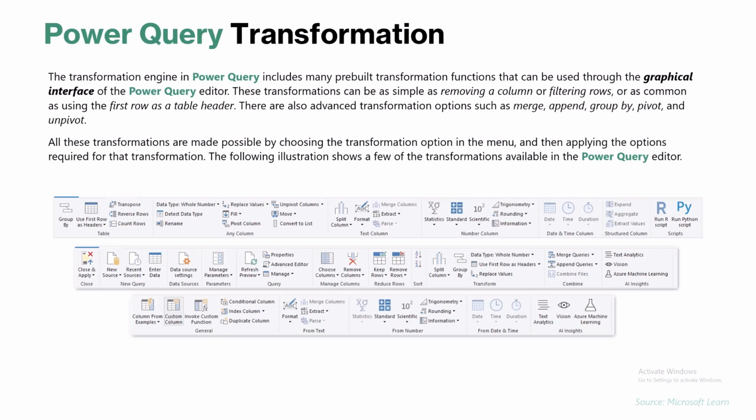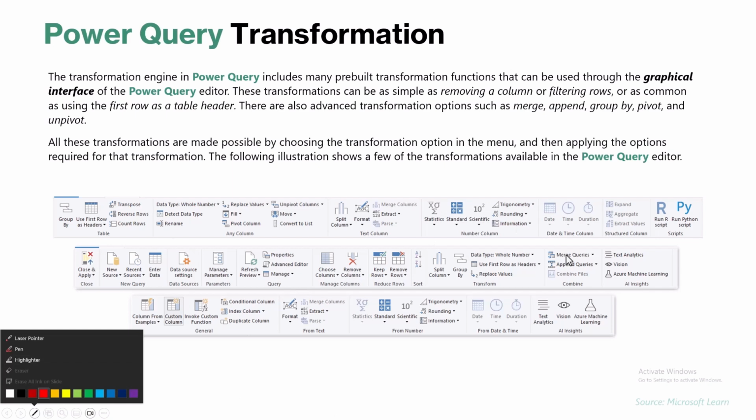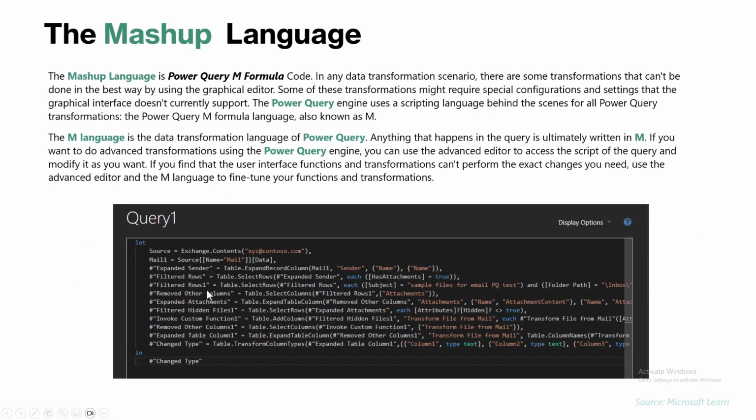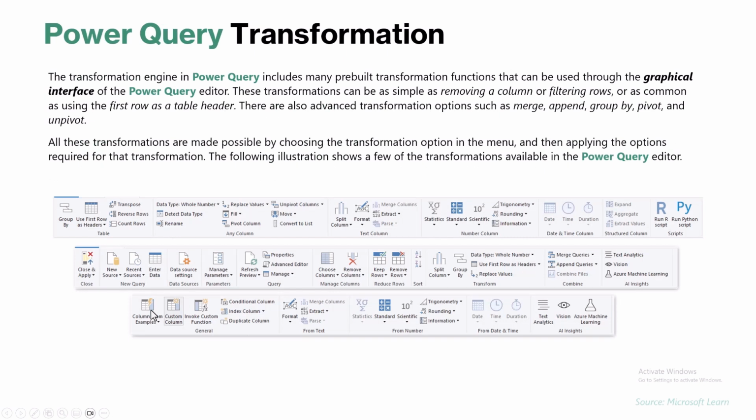So it includes many pre-built functions that you can use through the graphical interface in Power Query, as explained. These transformations can be as simple as moving a column, anything you want to do, and there are also advanced transformation options such as merging, appending, group by, pivot, and unpivot. You can see all that here: how you can merge and append queries, and every other thing you want to do. That's how you can do transformation. This is how Power BI looks.